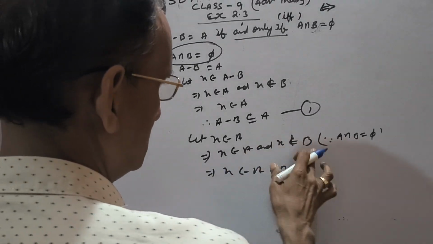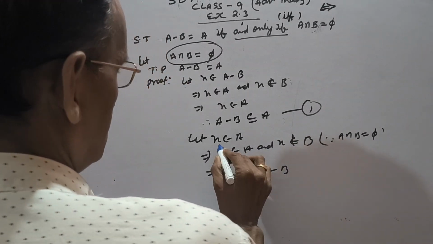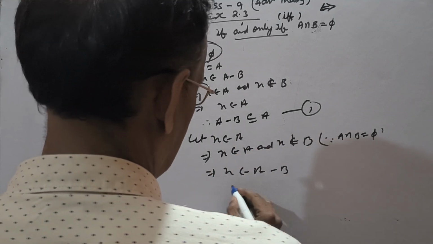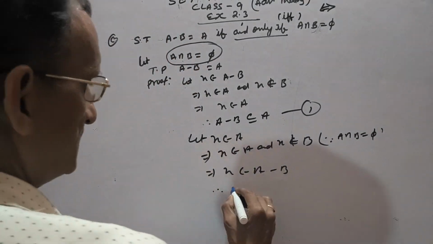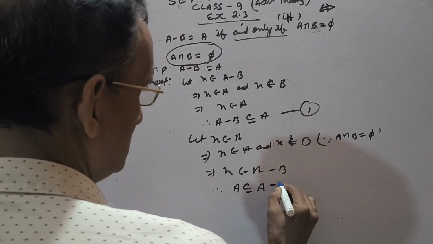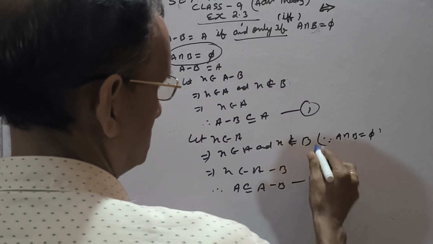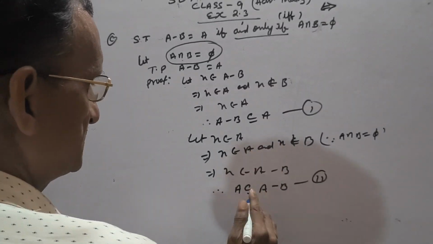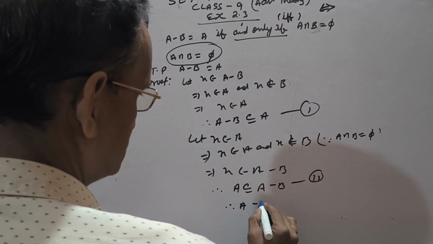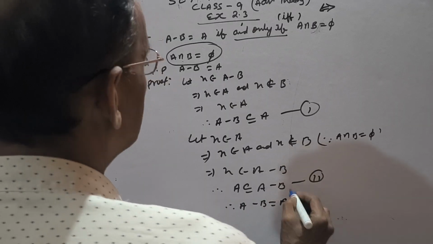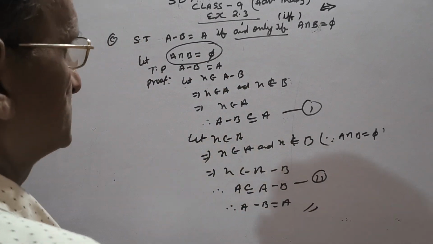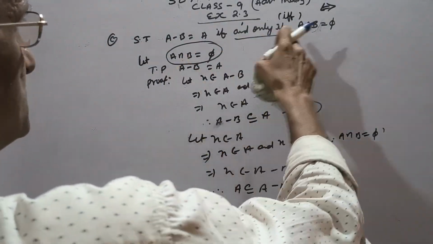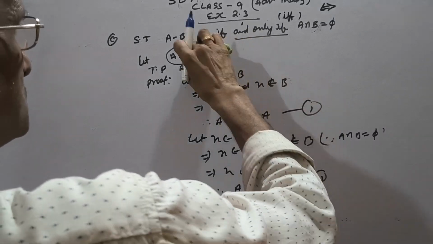It is there in A, but not in B. This is by definition. So what is the meaning? If we have taken x belongs to A, now we have got x belongs to A minus B, then A is a subset of A minus B. From 1 and 2, this is a subset of this, and conversely this is a subset of this, then A minus B is equal to A. This is true. Now we will take the converse. Okay? So for this we need a space. So now see, we have taken this, we have proved this. Now we will take this.